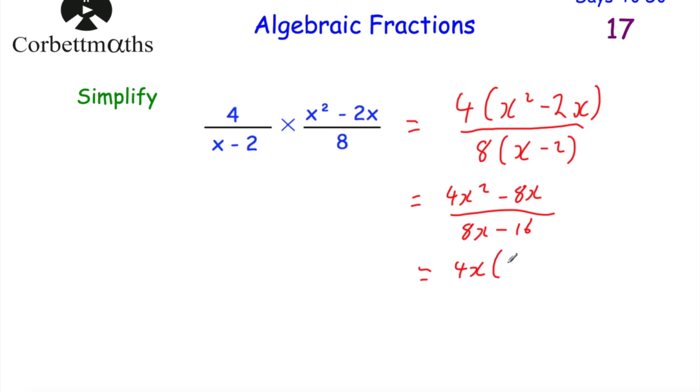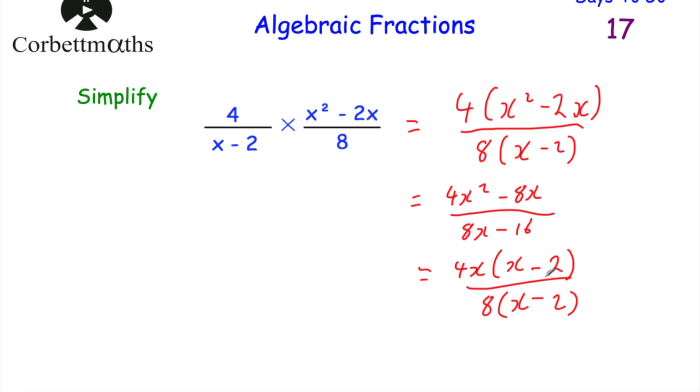4x squared divided by 4x would be x, and then we've got minus, and 8x divided by 4x would be 2. So we've factorized the numerator, now let's factorize the denominator. So we've got 8x minus 16, they're both divisible by 8, so we've got 8, and then in brackets, 8x divided by 8 would be x, then minus, and 16 divided by 8 would be 2.